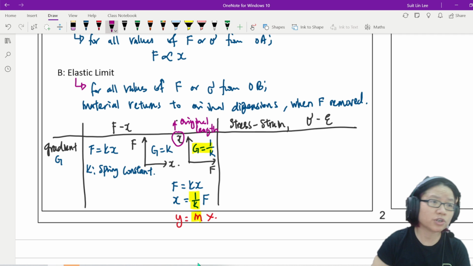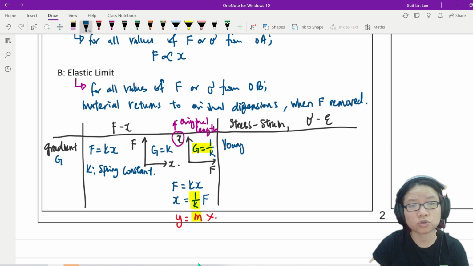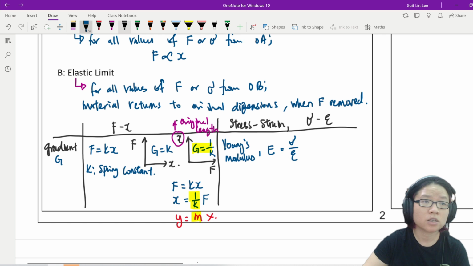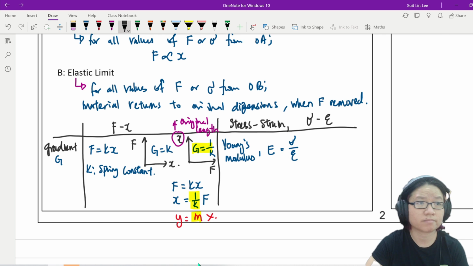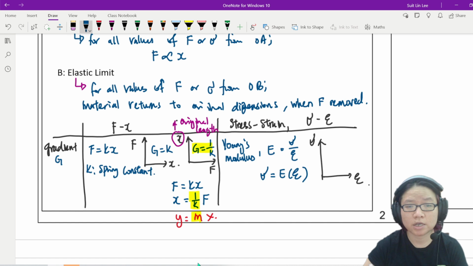Okay, but for the stress-strain graph, the gradient, can you think about this? Young modulus, we need the equation, right? So Young's modulus, Y-O-U-N-G, I'm going to use E, is equal to stress over strain. So if I have a stress-strain graph, let me rearrange the equation again. Stress is equal to Young modulus times strain. Then if you draw a stress-strain graph, your gradient will be equal to Young modulus.